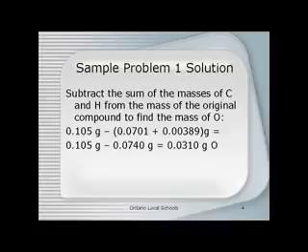So the mass of our original compound was 0.105 grams, and we're going to subtract from that the sum of 0.0701 grams of carbon plus 0.00389 grams of hydrogen. When we do that, we get 0.105 grams minus 0.0740 grams, and we're left with 0.0310 grams of oxygen.